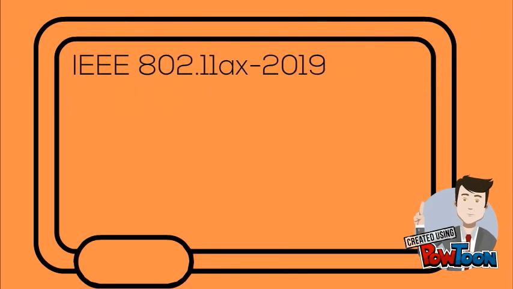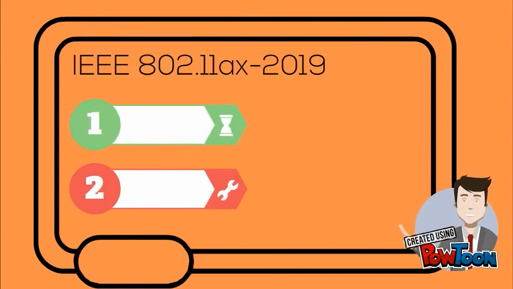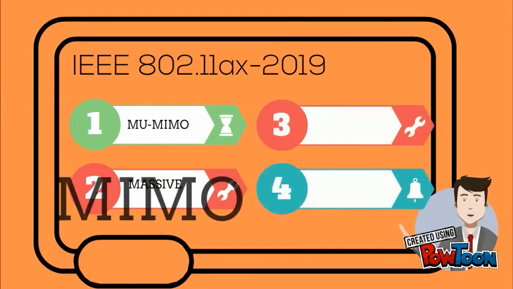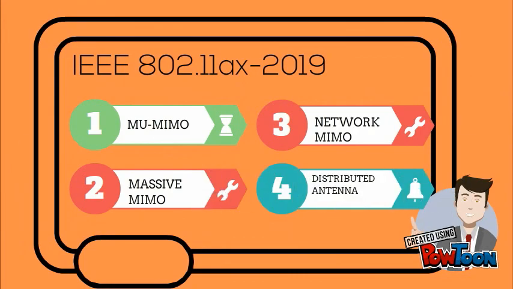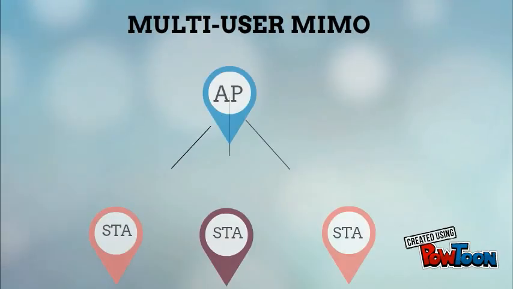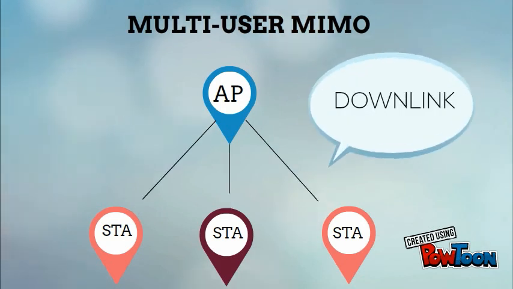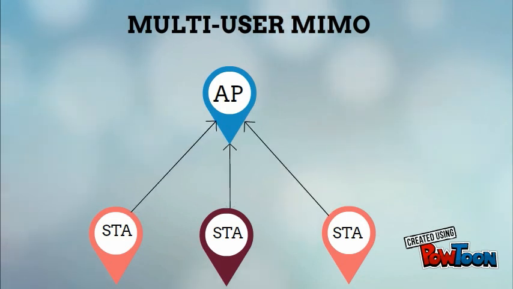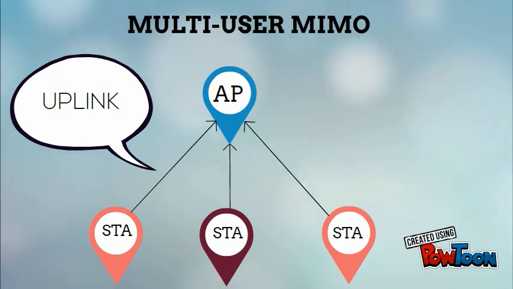IEEE 802.11ax 2019 will continue implementing SU-MIMO and downlink MU-MIMO. It may also include or provide support for uplink MU-MIMO, massive MIMO, network MIMO, and distributed antenna solutions. Multi-user MIMO enables multiple simultaneous transmissions to different stations from the access point in the downlink, and from multiple stations to the access point in the uplink.